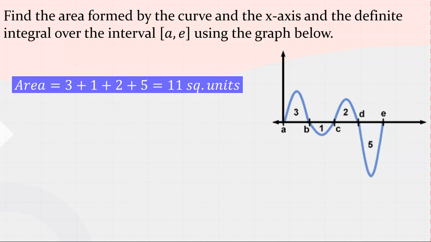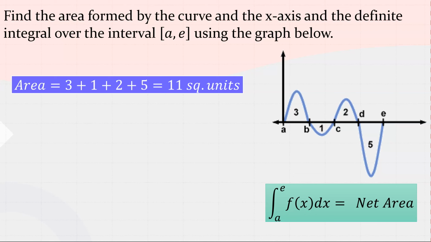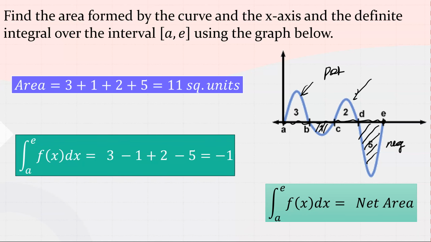However, if someone were to ask you, what is the integral from a to e, we are asking you for the net area, and some of it is below the x-axis. So these are your negative contributions, and those are your positive contributions, so the net area, or the integral from a to e, is going to be 3 minus 1 plus 2 minus 5, which is -1. So that's the difference between calculating the area formed by the curve and the integral. Really watch out for the wording of what the question is asking. The integral can be negative, whereas the area is not. And we know area is not negative, right?